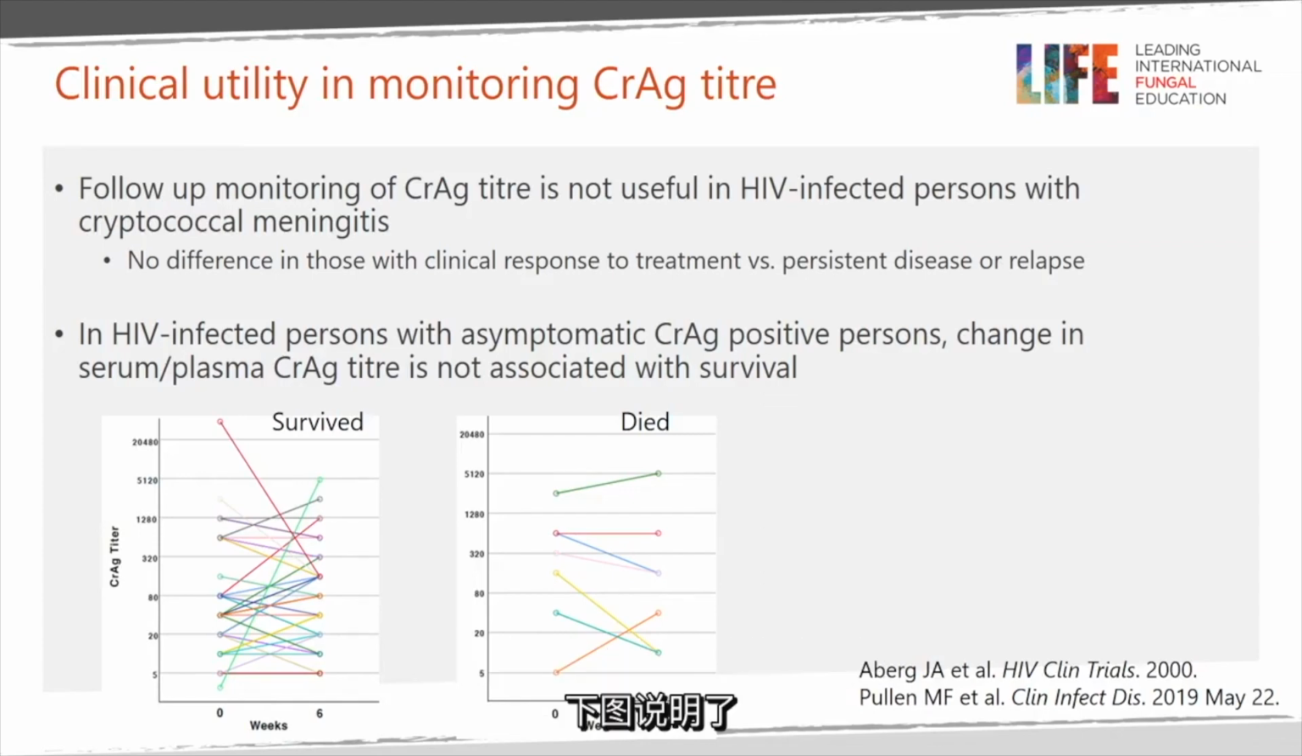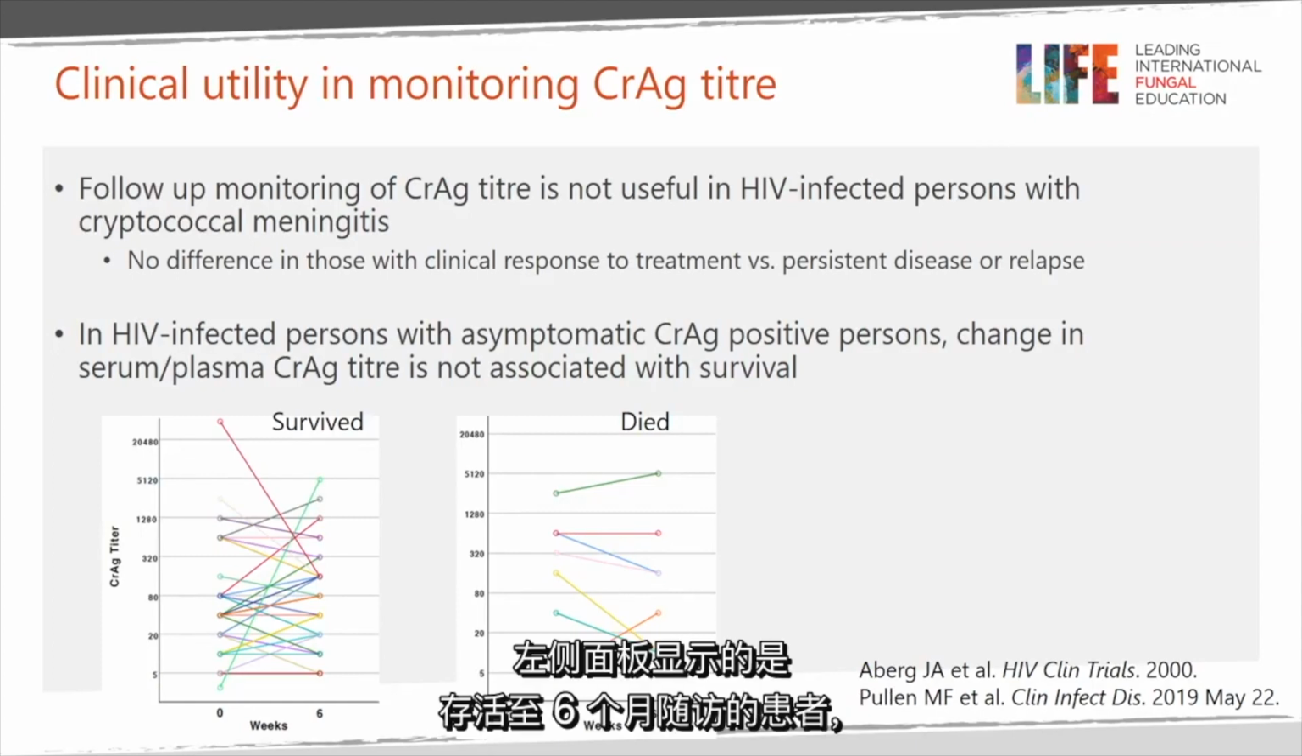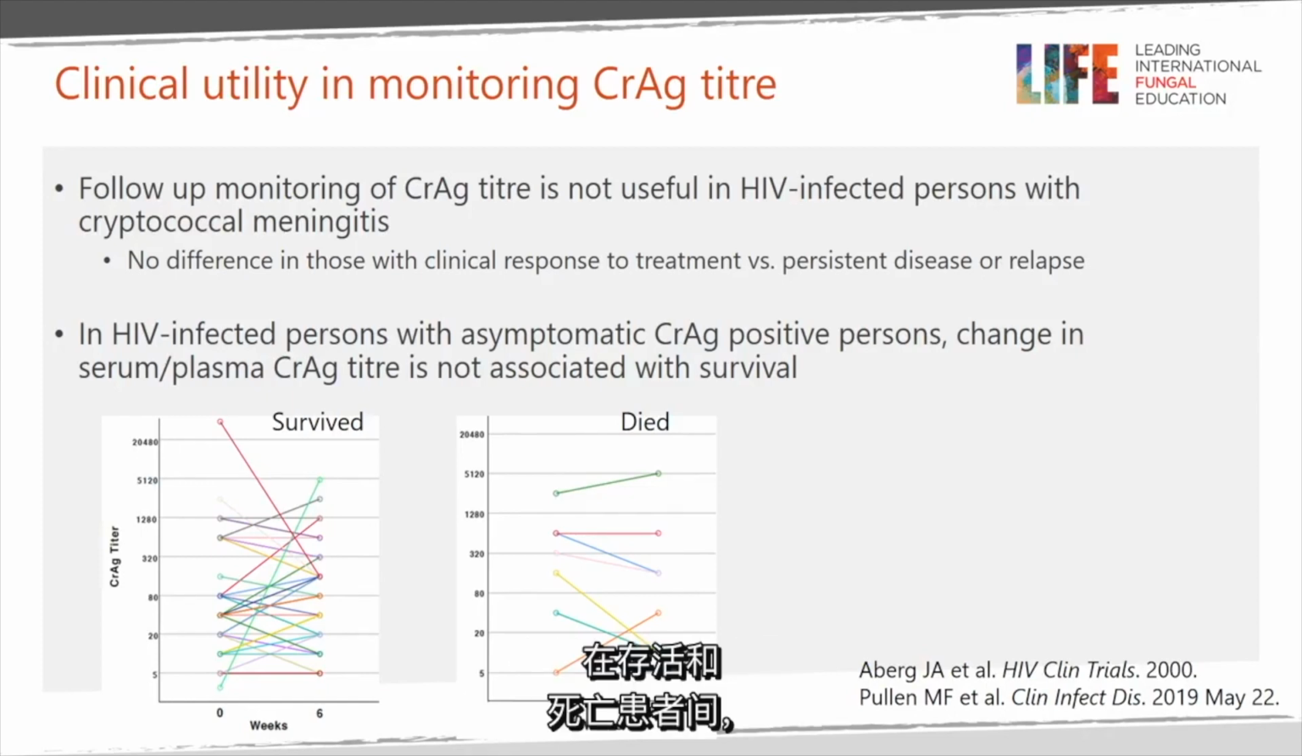The figures below depict CrAg titer values for patients with asymptomatic cryptococcal infection, both at baseline and 6 weeks thereafter. The left panel displays those who survived to 6 months follow-up, and the right panel displays those who died before 6 months. There was no statistically significant difference in change in titers between those who survived versus those who died.